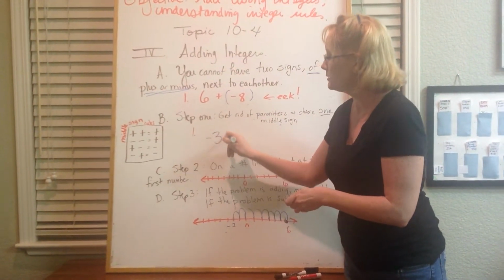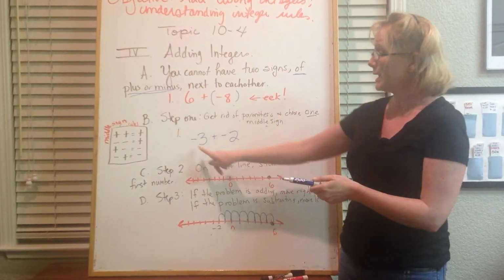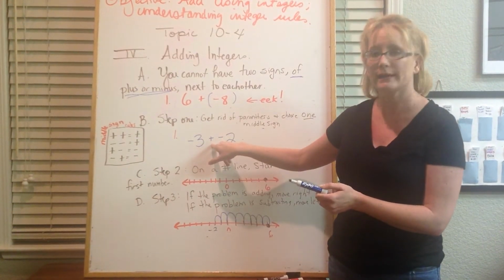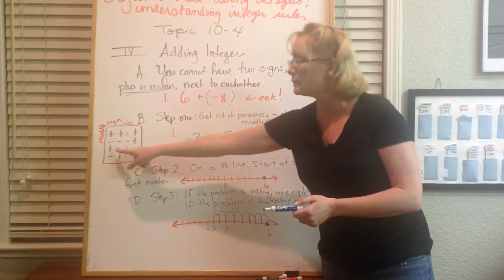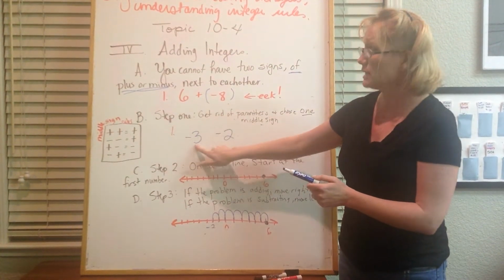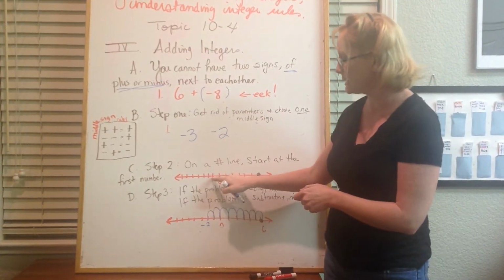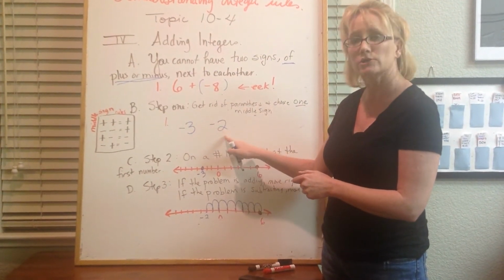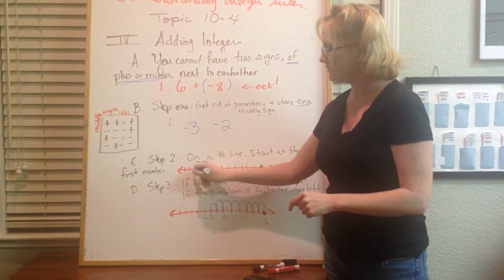Negative 3 plus a negative 2. I can have this one because it's off to the side. But these two are right next to each other. So a plus and a minus, according to my chart, plus and minus means minus. So negative 3, take away 2. I start on my number line at negative 3. I'm going to subtract 2. Subtraction is to the left. Negative 4, negative 5.